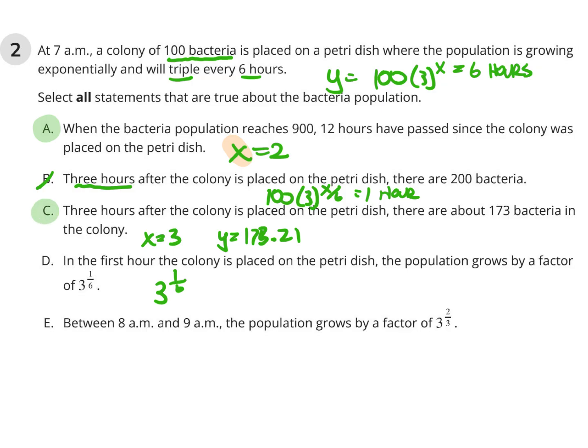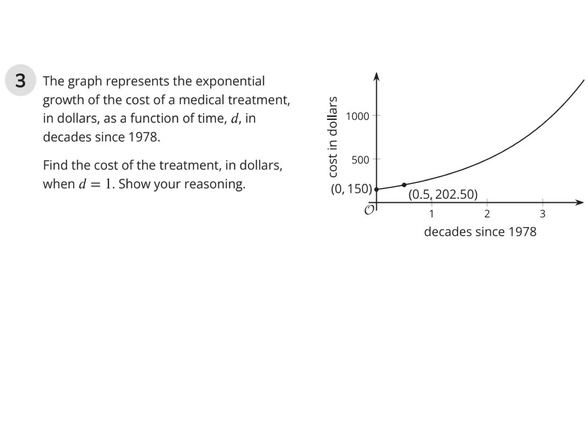So C was true, D was true. Between 8 and 9 a.m., 1 hour, the factor goes, every 1 hour, it goes 3 to the 1/6. So E is not true. E is not true.